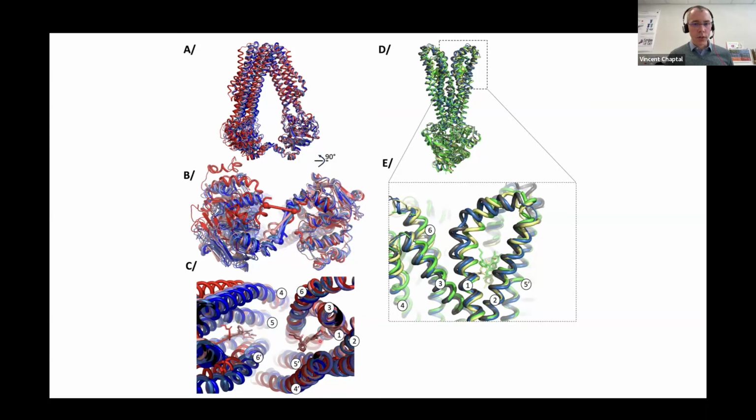Something interesting also is that the drug binding site is here as expected, and it's more or less the same as in the outward-facing conformation. It doesn't really rearrange in the presence of drug. So the presence of drug really rearranges the whole arrangement of this half, but it doesn't change the drug binding site.